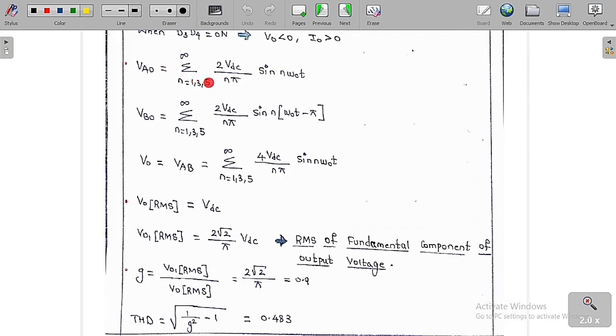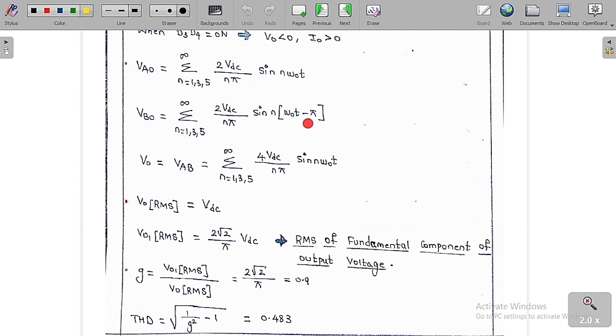The pole voltage VA0 is equal to sigma n equal to 1, 3, 5 up to infinity of 4 into the peak value, which is VDC by 2, by n pi, sine of n omega naught t. After solving this, we get sigma n equal to 1, 3, 5 up to infinity of 2 VDC by n pi, sine of n omega naught t. And the Fourier series expression of VB0 is sigma n equal to 1, 3, 5 up to infinity of 4 into the peak value, which is VDC by 2, by n pi, sine of (n omega naught t minus n pi).